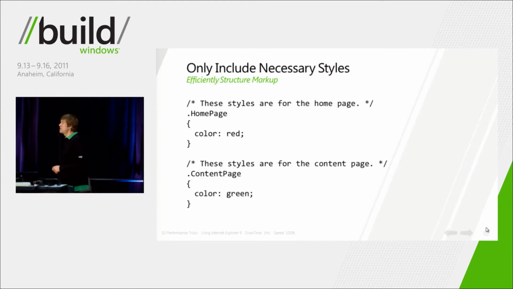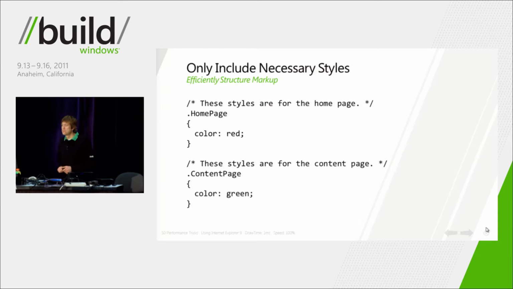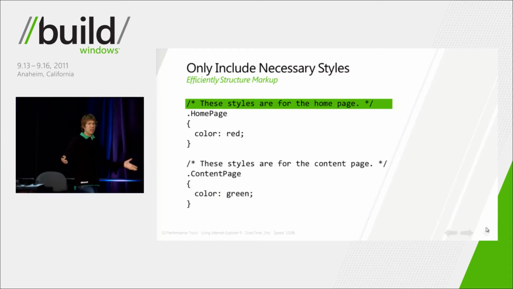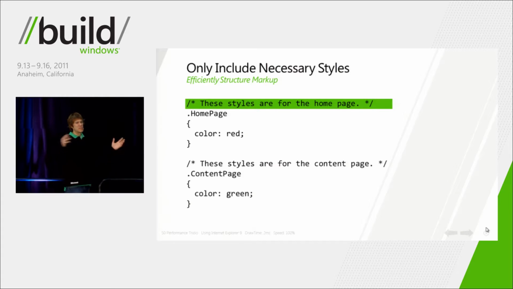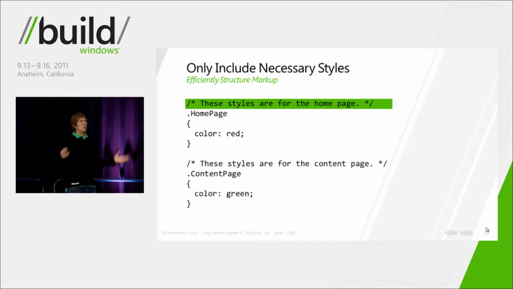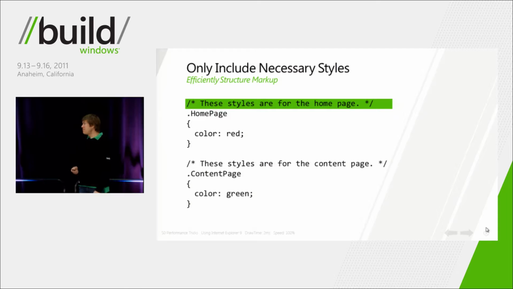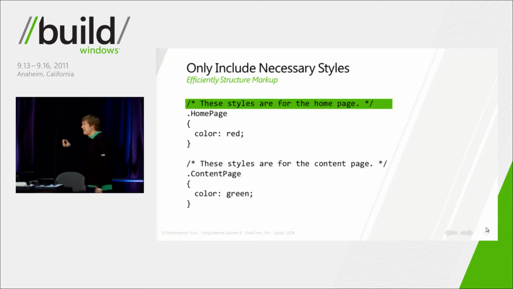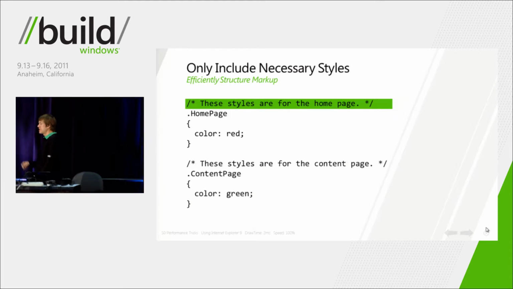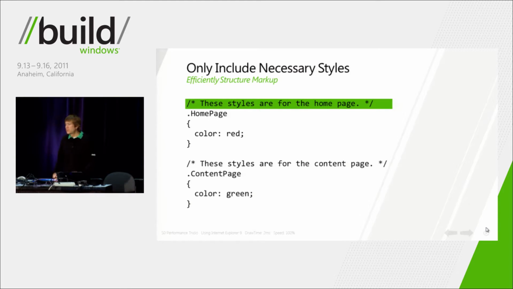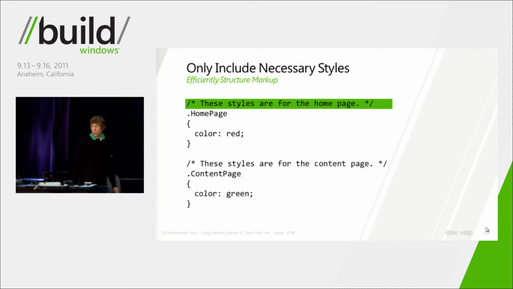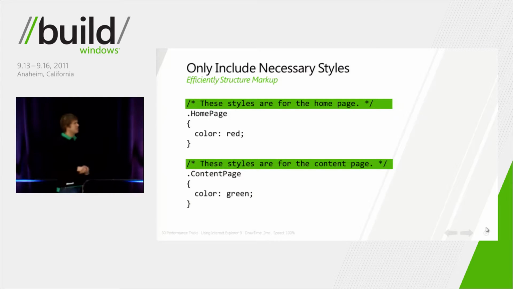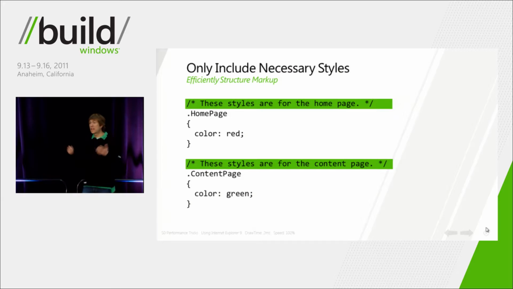Only include the necessary styles that you need in the page. Many sites have a very large CSS file that they include across all their pages, which contains essentially a bunch of global style information. And we can all be lazy at times, so we'll just append a little style information into a style sheet where it may not be appropriate. So in this case, you can imagine a site where all the styles for the home page are in the same file, as well as all the style information for, say, the content pages.